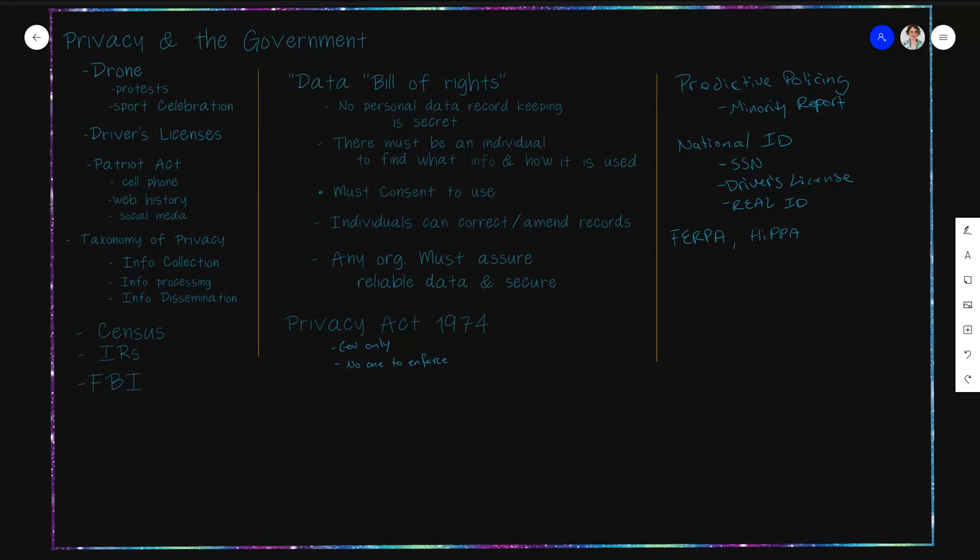HIPAA is similarly done for healthcare data. So when you go to your doctor, it discusses what information is allowed to be said to external entities, as well as to other individuals within your family circle. You have to sign forms saying that the healthcare organization is allowed to release that data and information to specific people that you trust. And that is because of the HIPAA protections.